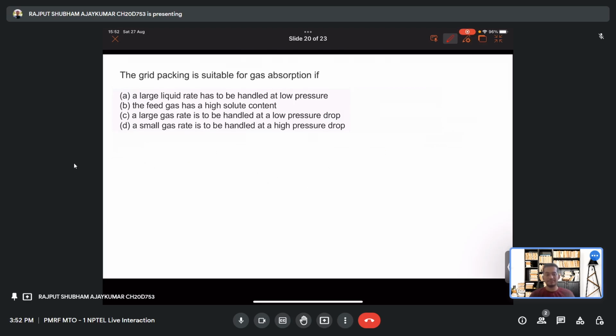Like I said, there are different types of packings, and each packing has its own fundamental applications in gas absorption columns. Similarly, grid packings. Since the time is short, in the next week we will go through the types of packings also, what different types of packings the packed tower or the gas absorption columns will use. Particularly for the grid packing, there is a concept related to controlling the large gas rate. So it's suitable for a large gas rate to be handled at a low pressure.